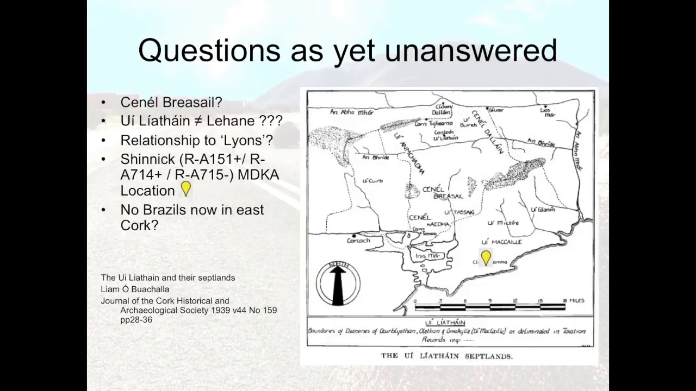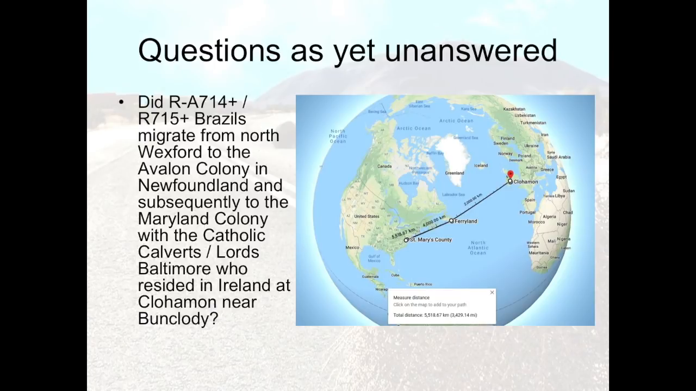And he was wondering how his Thrasher ancestor, who was born in 1755, had a Y DNA haplotype that was shared by my ancestors over in North Wexford in Clahamon back in the 1750s. And we were wondering about routes as to how this traffic might have happened. And one of the interesting things that we've discovered since is that there are 714, 715 positive Brassels in Newfoundland. And this was Rick's haplotype as well in North Carolina.